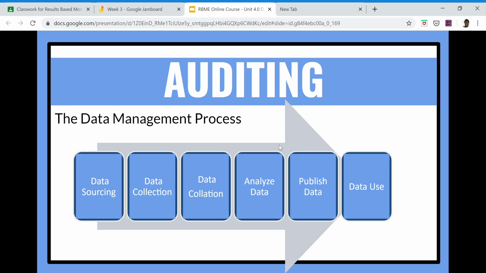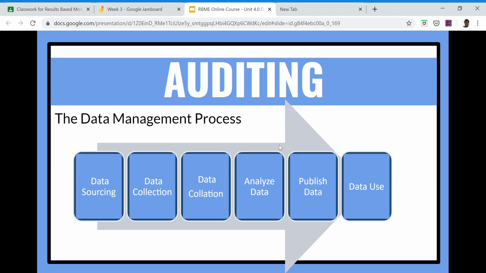So these 6 steps, which you find actually when you're conducting a routine monitoring system that collects data routinely, that is when data auditing becomes very important. Again, data auditing focuses on that part where you have the data management process.